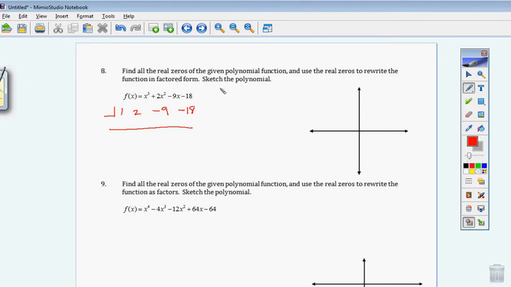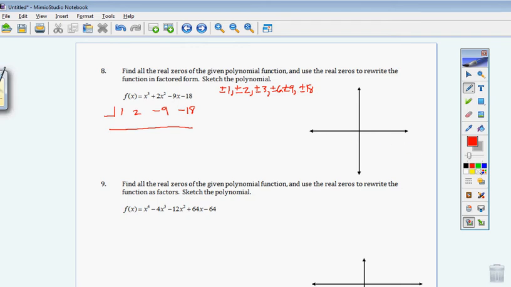All right, so what I'm going to do is I'm going to say, well, plus or minus P's over Q's. Well, that ends up being just all the factors of 18 because the coefficient's 1 for this problem. So plus or minus 1, plus or minus 2, there's a bunch, plus or minus 3, plus or minus 6, plus or minus 9, and then plus or minus 18.